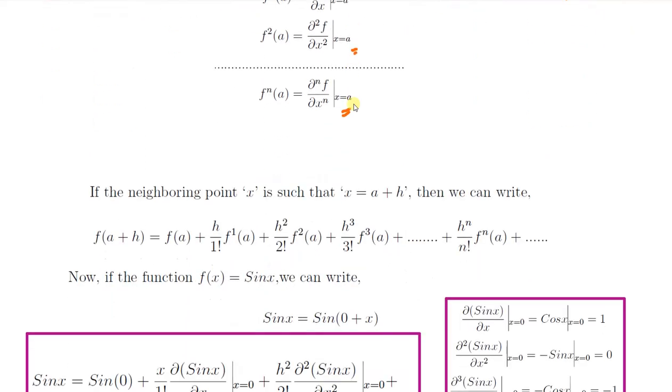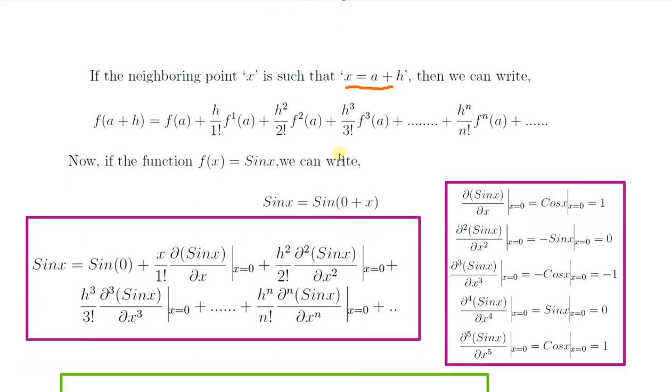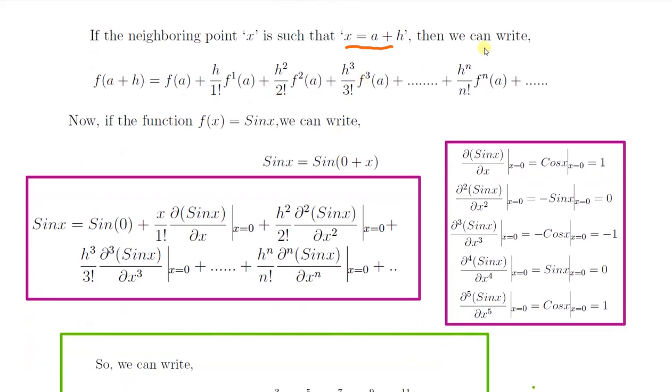If the neighboring point is x such that x is equal to a plus h, then we can write f of a plus h is equal to f of a plus, h minus a, that is x minus a becomes a plus h minus a, that is h, by 1 factorial into f1 of a, plus h squared by 2 factorial into f2 of a, plus h cubed by 3 factorial into f3 of a plus etc., h raised to n by n factorial into fn of a plus etc. So this is the form of the Taylor series you might have studied.